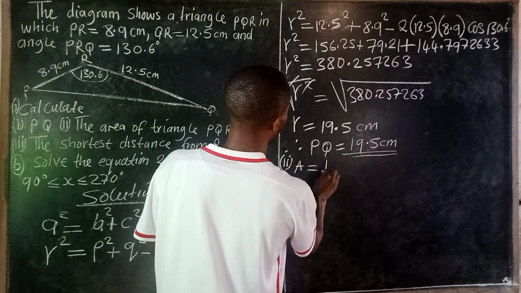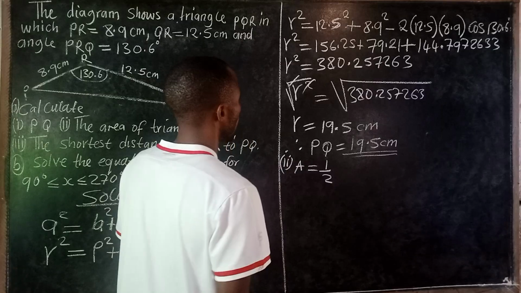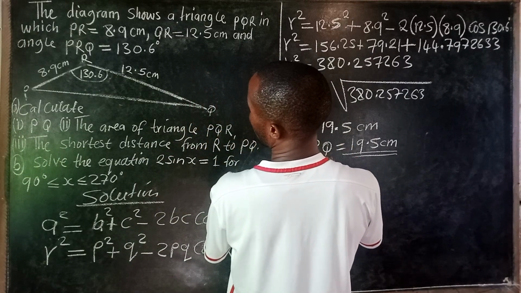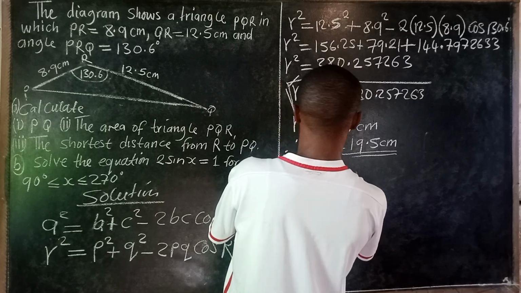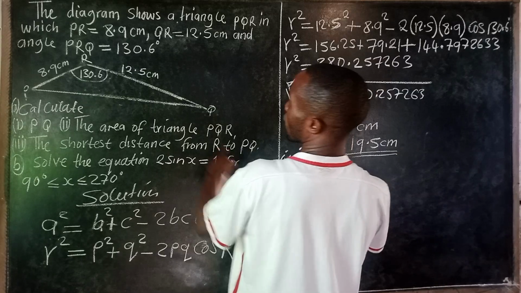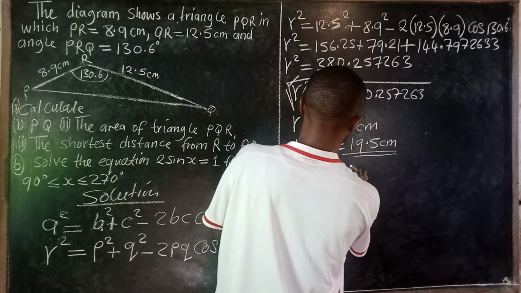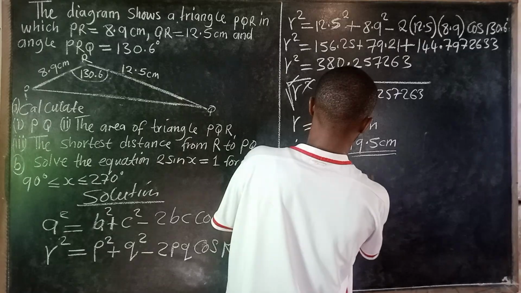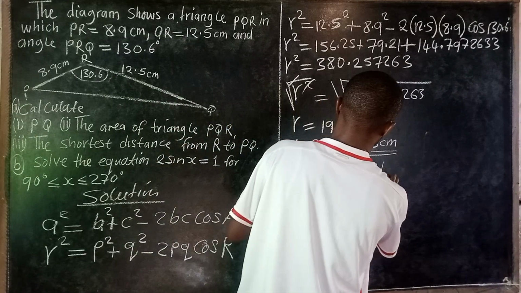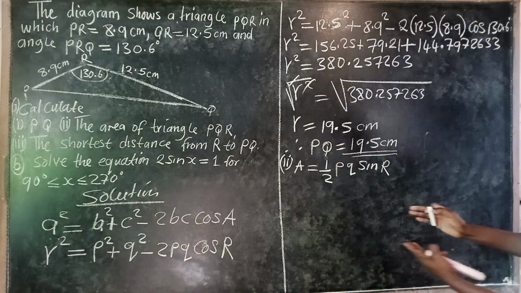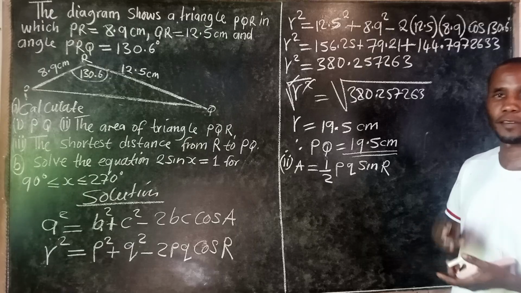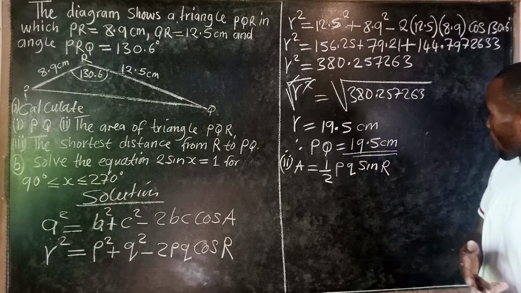Area is equals to 1/2, then you say those sides that we are given, we are using P, then PQ, sin R. So that is the formula according to the diagram that we are given. Remember, even this formula is given on the cover page.